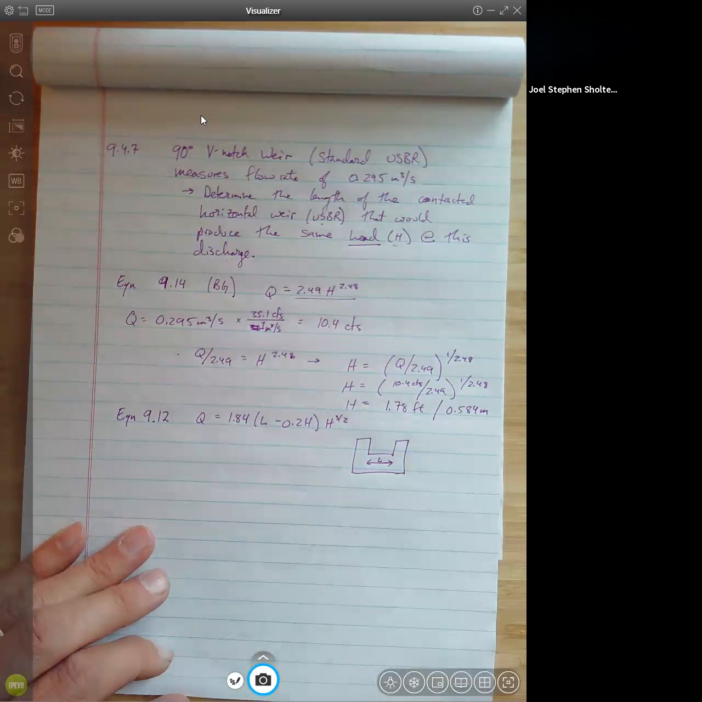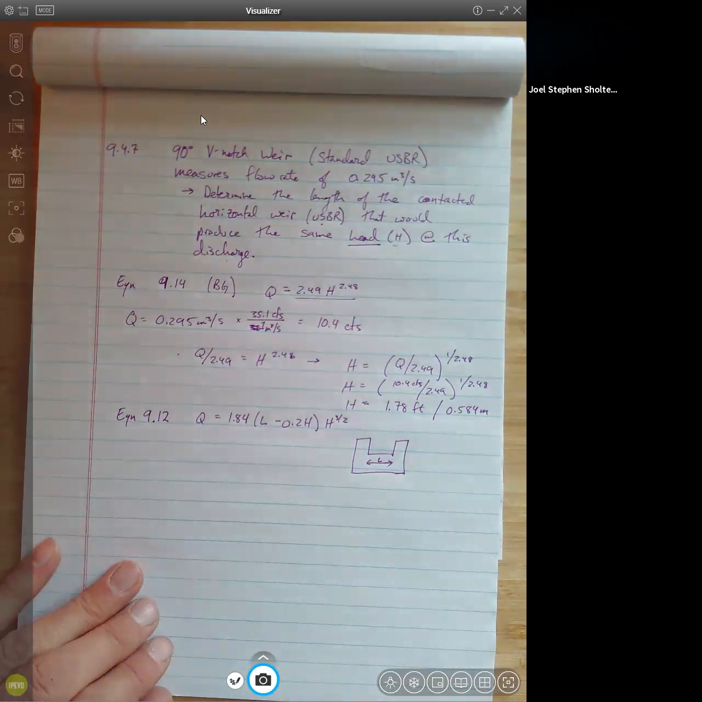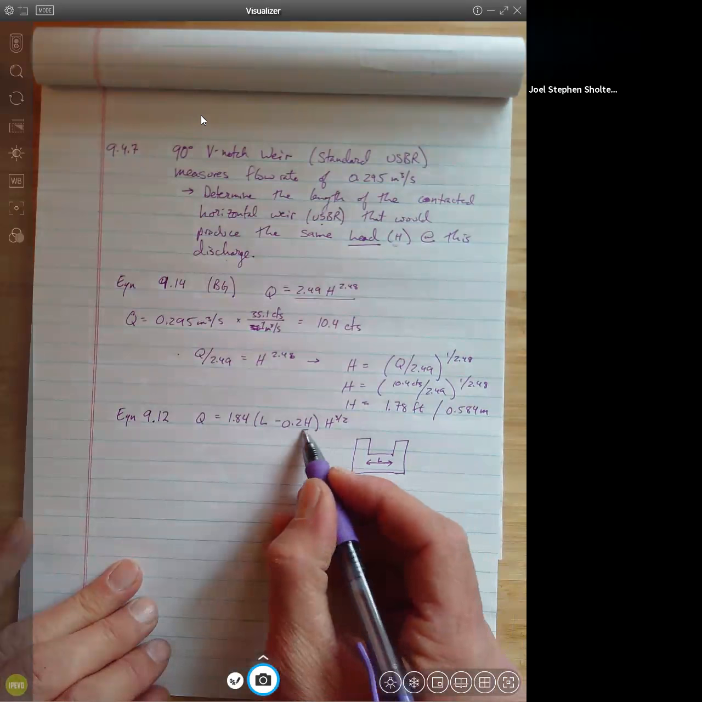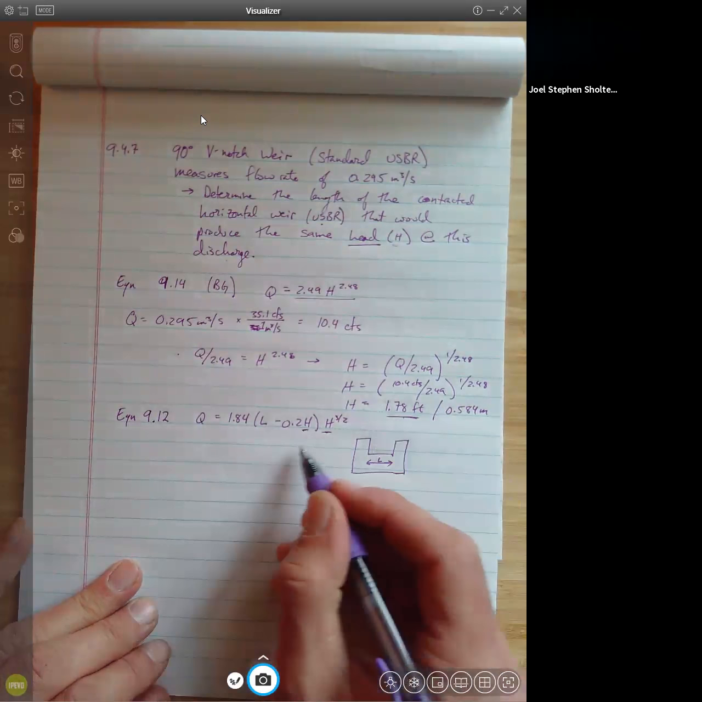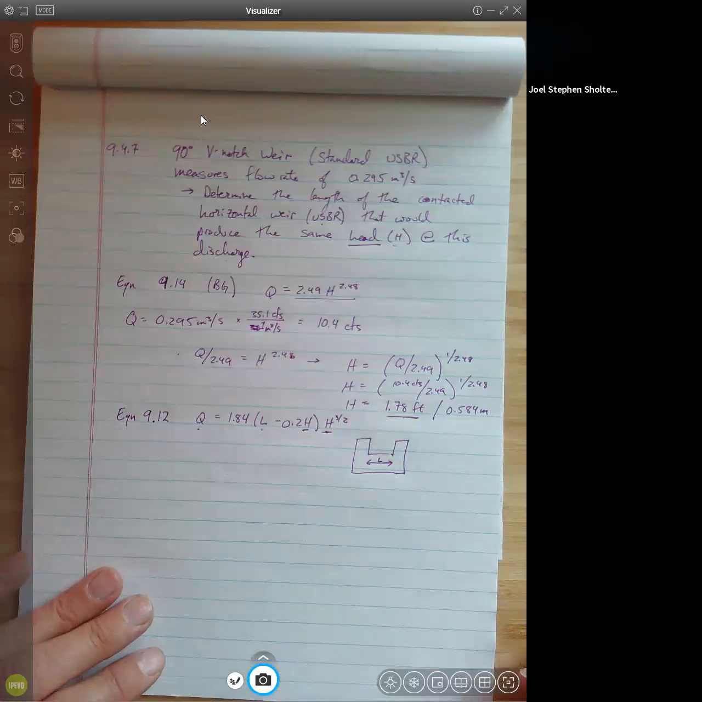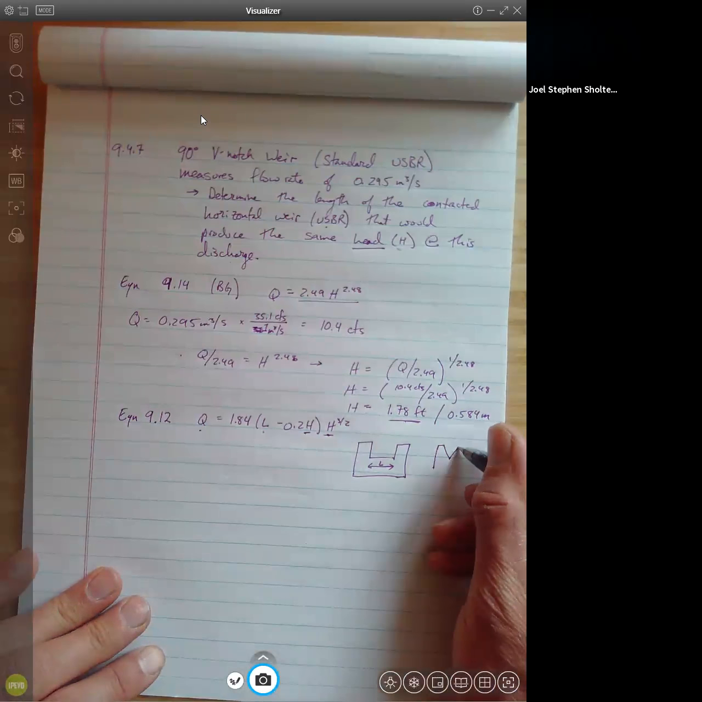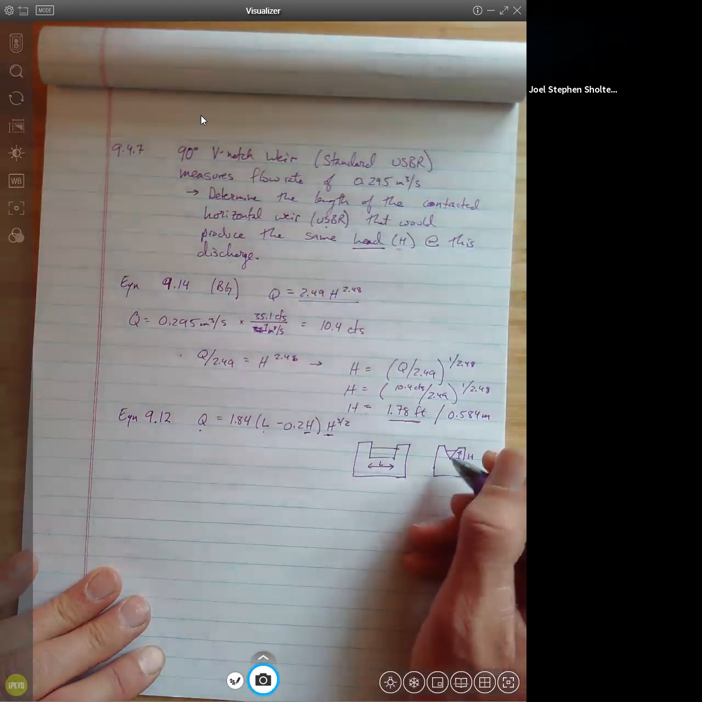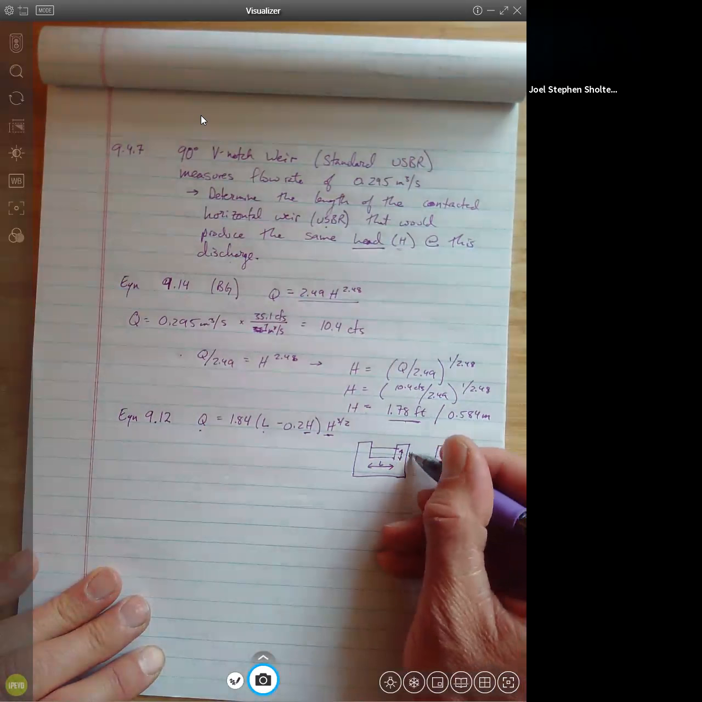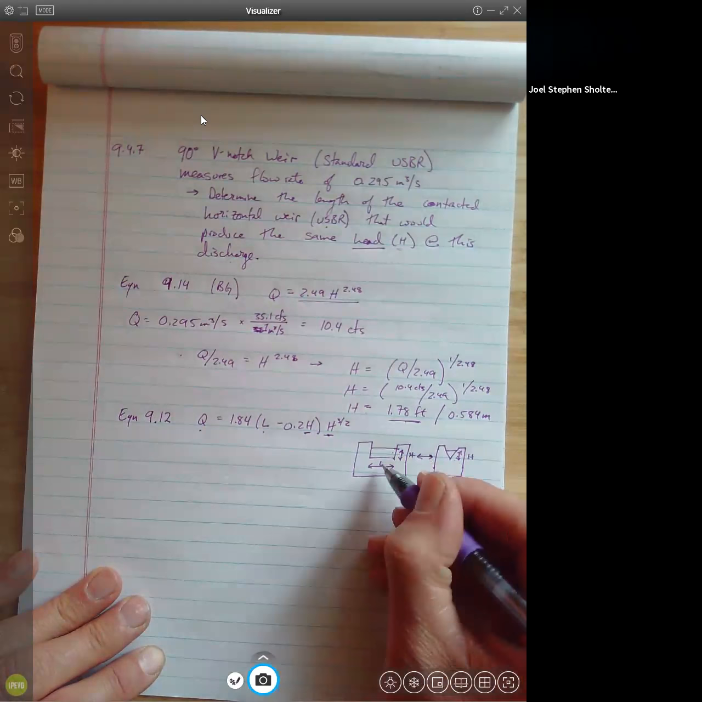Now we've got a discharge rate, and we've got an H. So we plug in our discharge rate, we plug in our H, and we solve for L. That's all we have to do here. We basically want to swap out a V-notch weir with a certain H and get that same H with a horizontal weir. It's the same H across these two, so we have to solve for L.